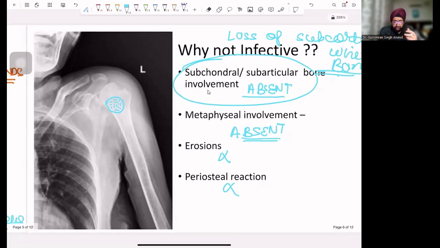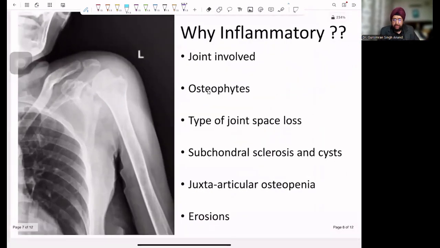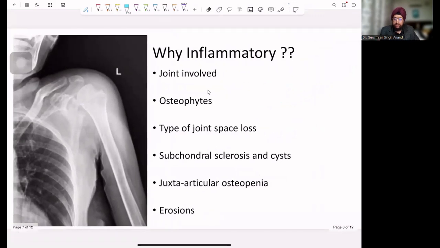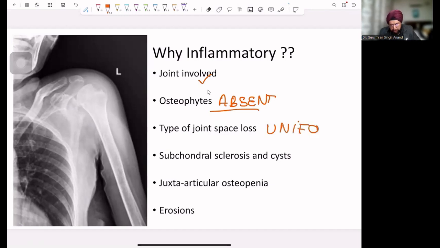We're left with the last differential, that is your diagnosis. So this is a case of inflammatory arthritis. This was actually a case of rheumatoid arthritis of the shoulder. The shoulder again is less commonly involved, but if we go about all the four arthritides, the most predilection for the shoulder is for inflammatory arthritis. Osteophytes are absent, which is in favor of inflammatory arthritis. The type of joint space loss is uniform, again in favor of inflammatory arthritis.